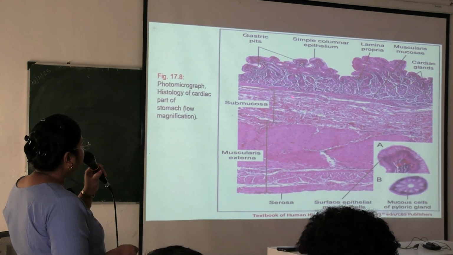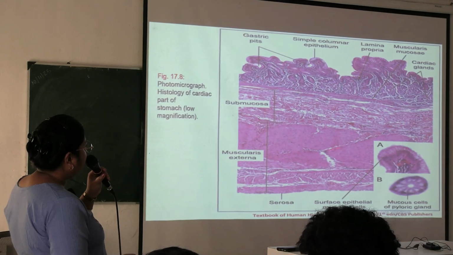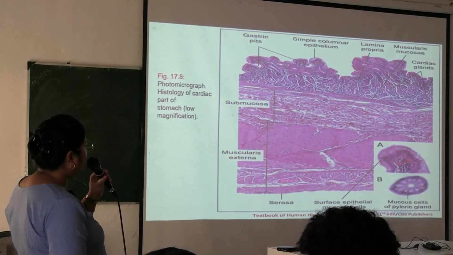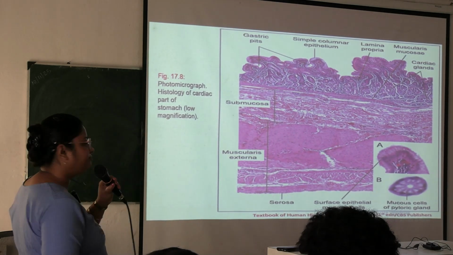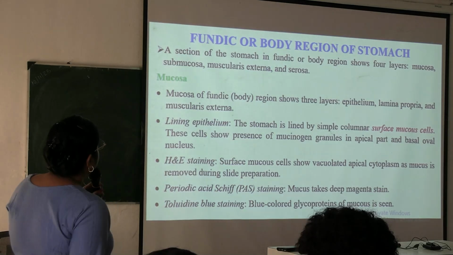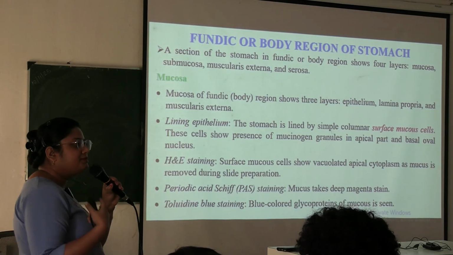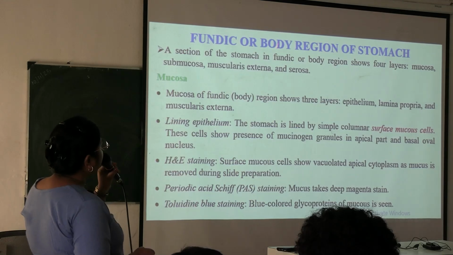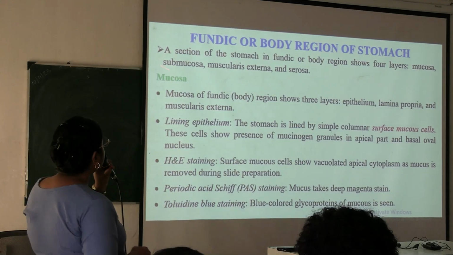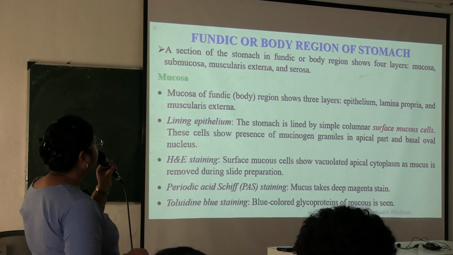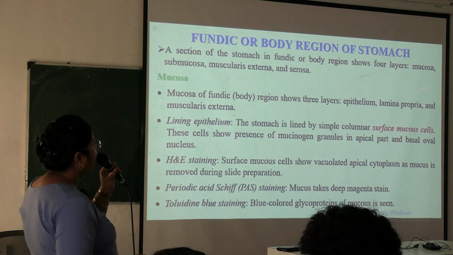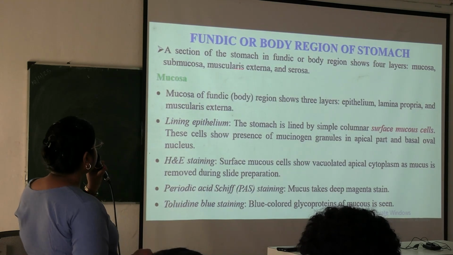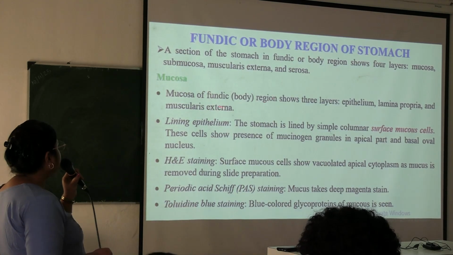You can see this is inner oblique and circular together, and these are the longitudinal. Okay. Next, we have discussed the cardiac end. Next we are going to the fundic or body region of the stomach. A section of the stomach in the fundic or body region shows four layers: mucosa, submucosa, muscularis externa, serosa.